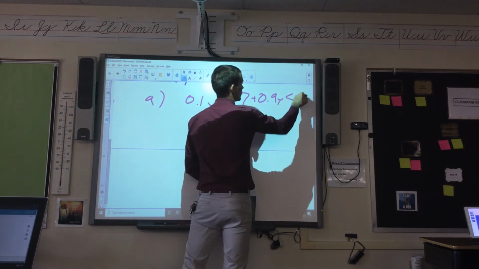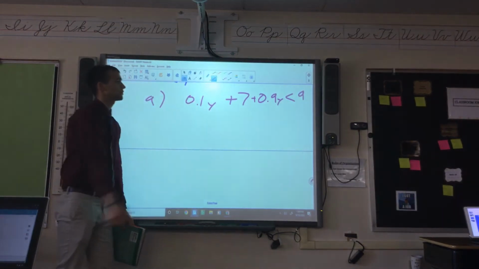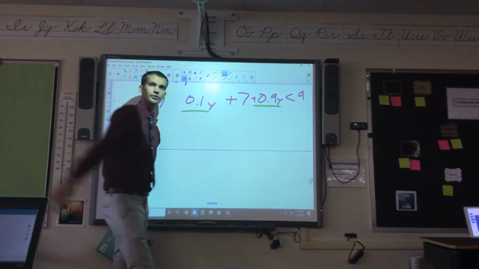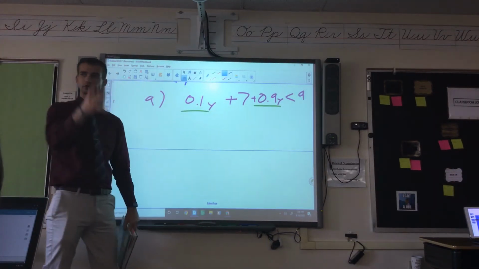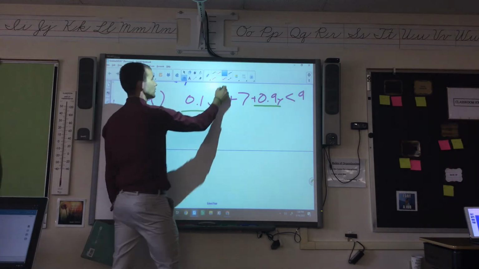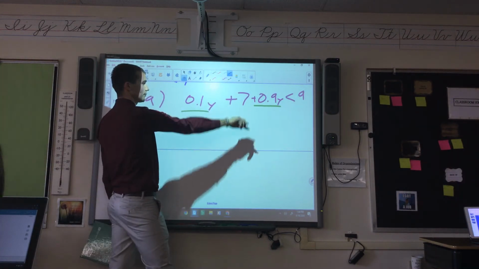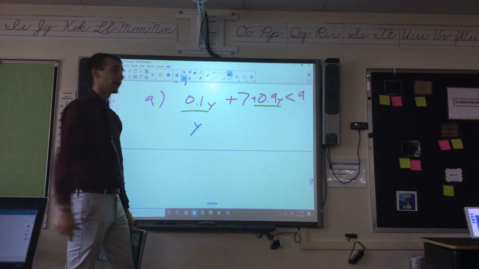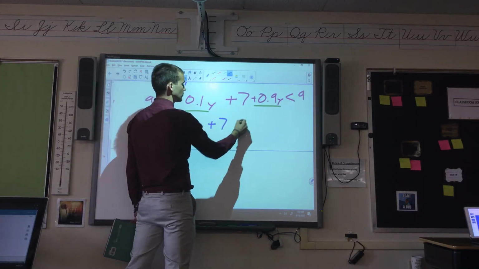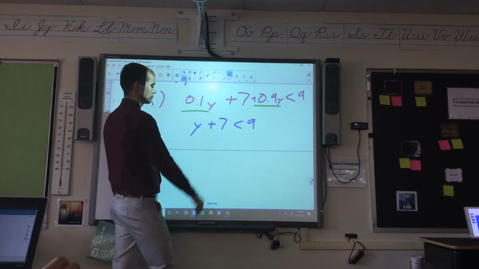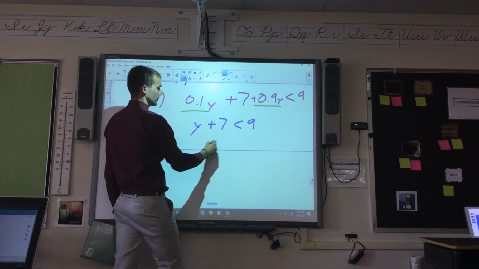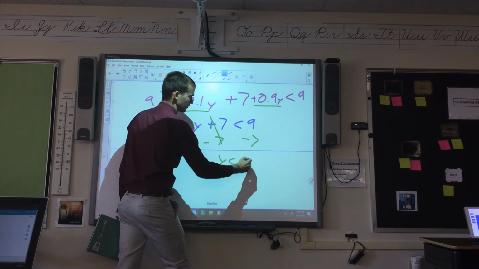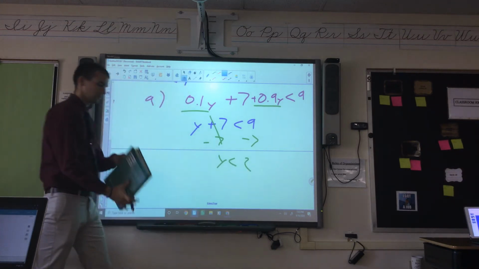is less than 9. If you're trying to solve that, the first thing you should say is, I'm going to combine like terms. Everything's being added here, so you can shift everything around however you want. So 1/10 y plus 9/10 y is just going to equal regular y, because it's one whole y, plus 7 is less than 9. How do I get the variable by itself? Subtract 7 on both sides. y is less than 2.